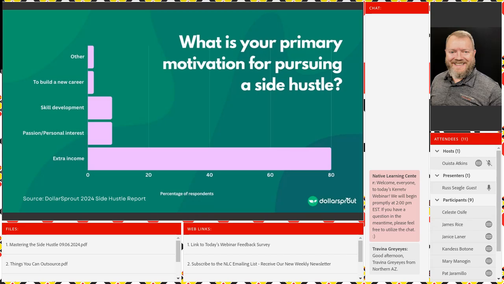Sometimes those passions, those personal interests are enough to motivate us to do this thing as a hobby, but not necessarily to do enough of it so that we could earn money with it. But look at that bottom line.